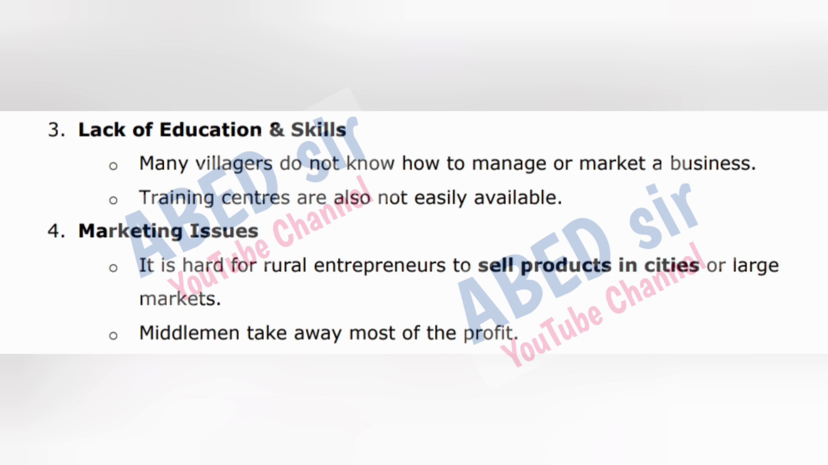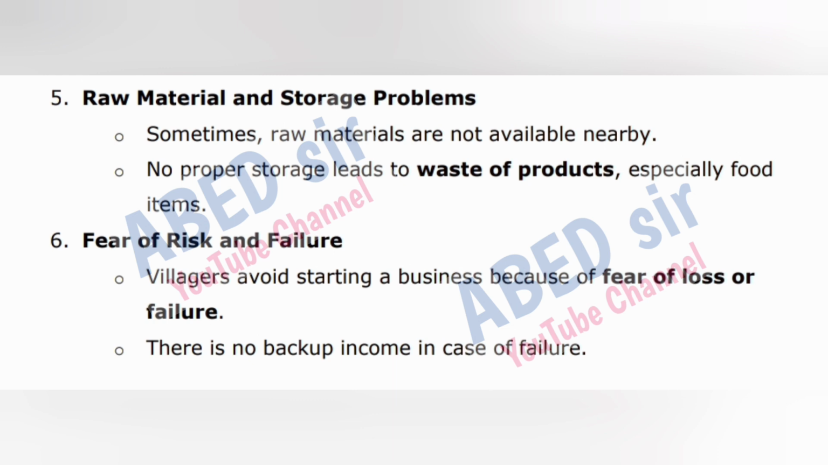4. Marketing issues. It is hard for rural entrepreneurs to sell products in cities or large markets. Middlemen take away most of the profit. 5. Raw material and storage problems. Sometimes, raw materials are not available nearby. No proper storage leads to waste of products, especially food items.